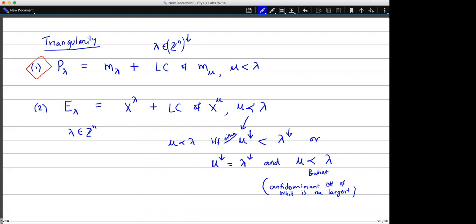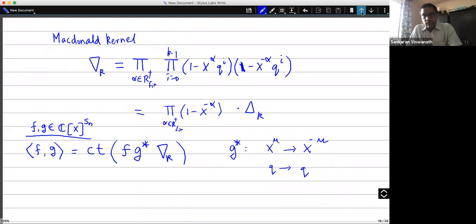Can you please go to the third slide? Which one? Which third slide? Third.